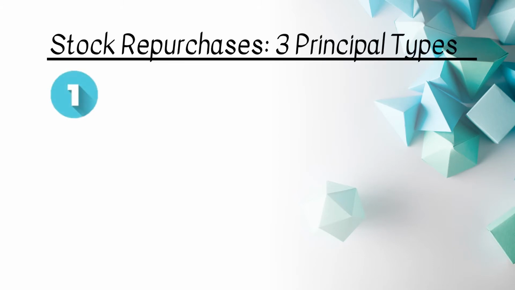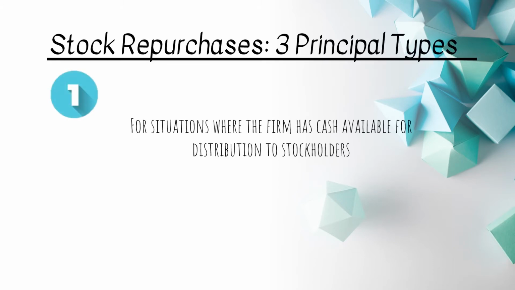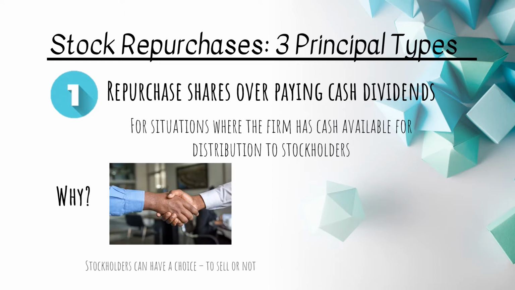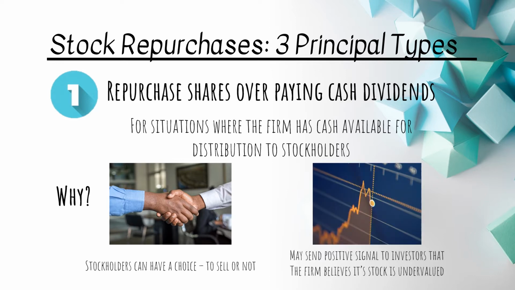First is when a firm has extra cash available for distribution to shareholders, so they repurchase shares to distribute the cash rather than pay cash dividends. Why? Because through this, stockholders can have a choice to sell or not to sell, and also because repurchasing sends positive signals to investors that the firm believes its stock is undervalued.